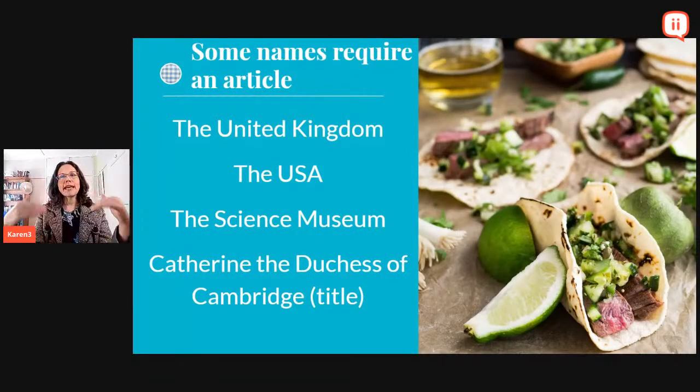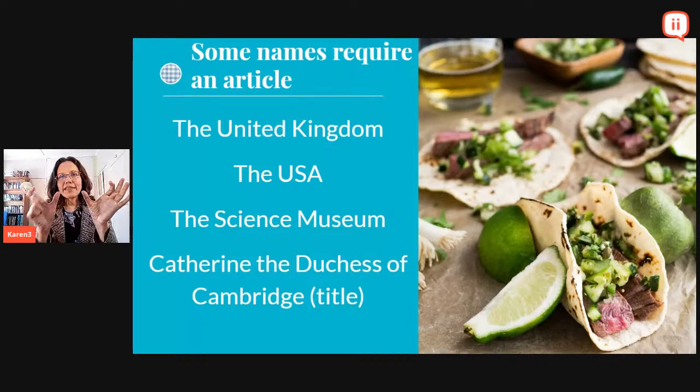So some names require an article. So you will have heard this: the USA, I'm going to the USA, or I'm going to the States. Okay. Because it's a very specific thing. States can be used anywhere in the world, so you want to make it very specific: the States. Same as kingdom. Kingdom can be used anywhere in the world. So when it's the United Kingdom, the UK, you want to be specific about what you're talking about. Okay. The United Kingdom, Britain, the USA, the States.